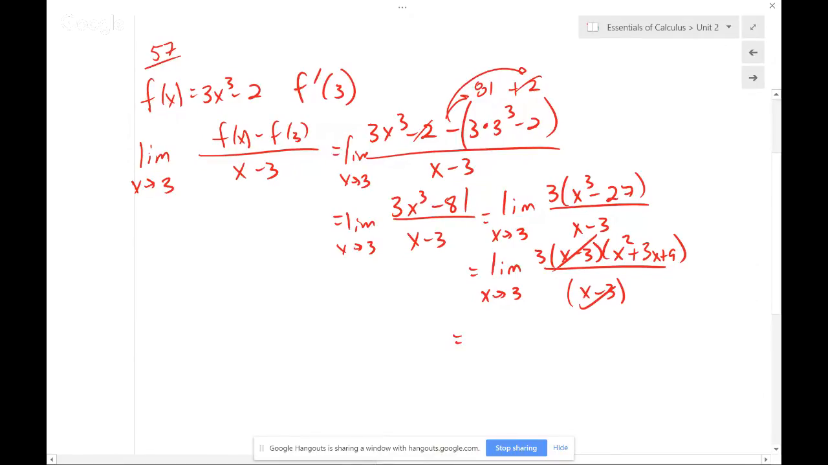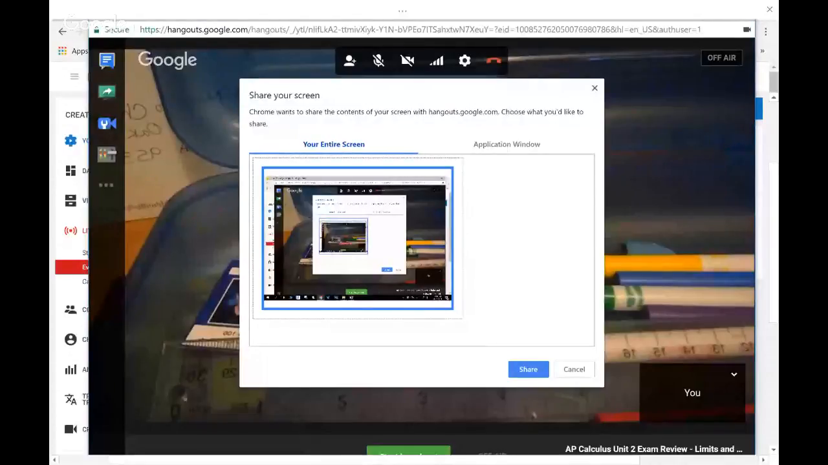So you plug in 3 here, and you're going to get 3 times 3 squared plus 3 times 3 plus 9, which is going to give you your answer of finally 81.